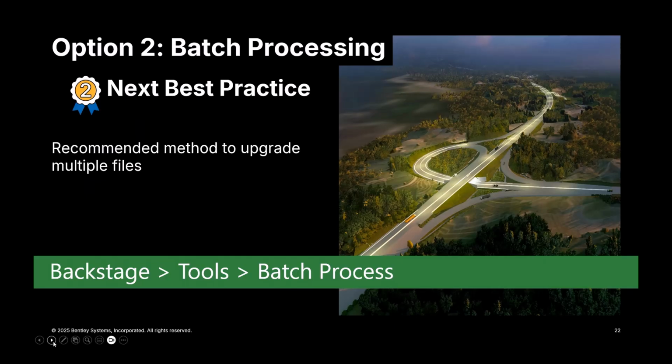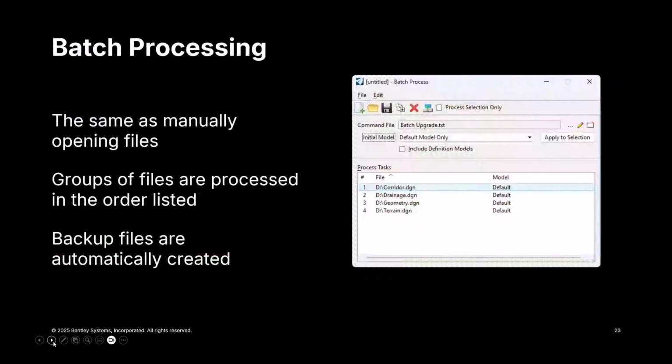You can find that on the backstage under Tools, Batch Process. If you're not familiar with it, it's a tool that's been in MicroStation for 20, 25, 30 years, so it's nothing new, nothing fancy. It's this dialog here. What it allows you to do is come in here and add a list of files. You can see the list. I've only got 4 at the bottom, but you could easily grab whole folders and add dozens, hundreds of files here very quickly.